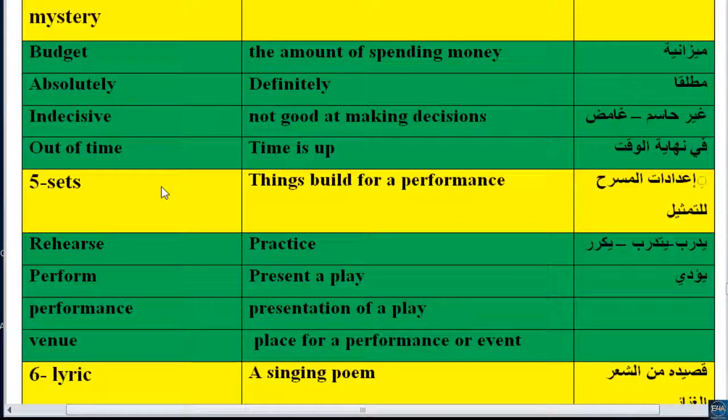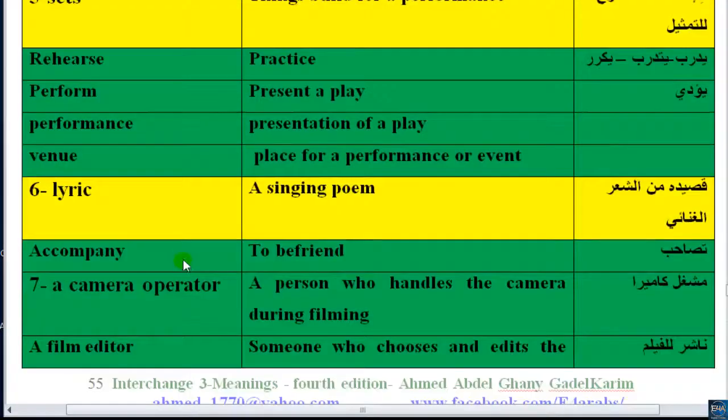5. Words of exercise number 5. Sets: things built for performance. Rehearse: practice. Perform: present a play. Performance: presentation of a play, or a place for a performance or event. Lyric: a singing poem. Accompany: to go along with.